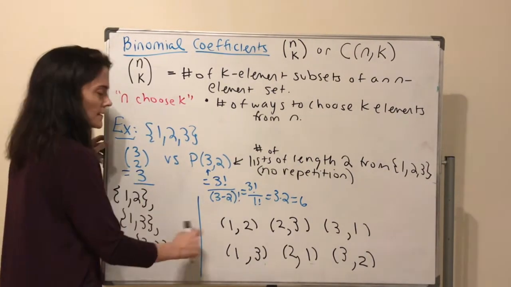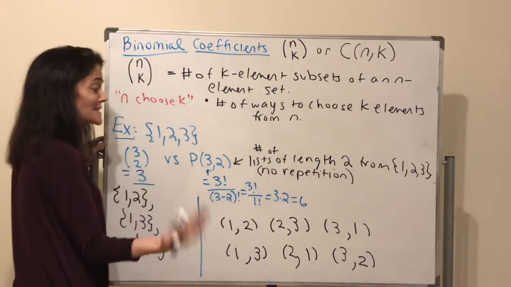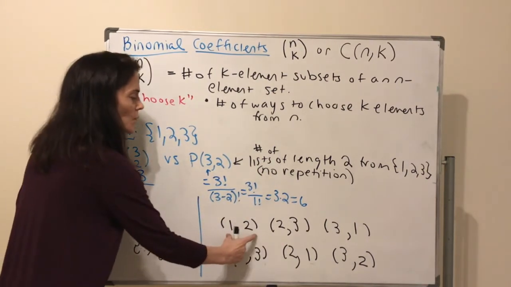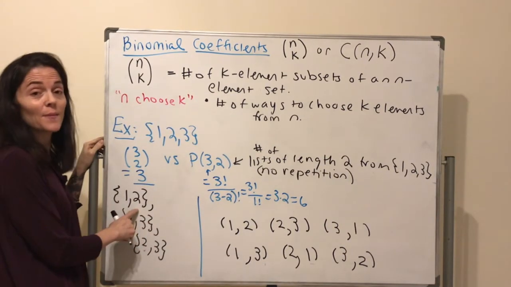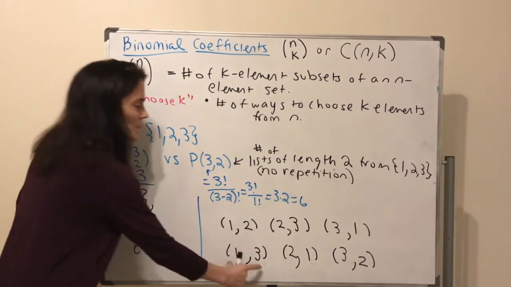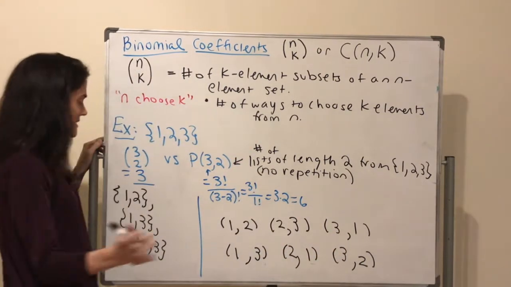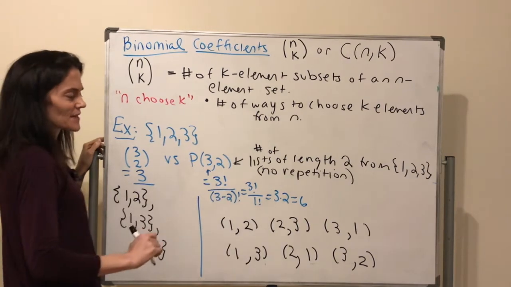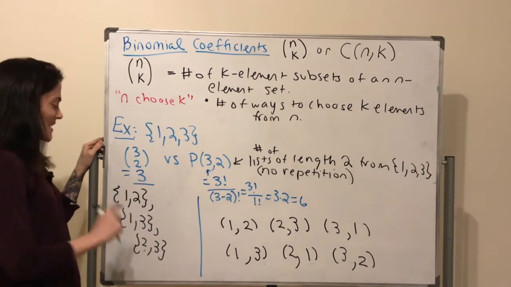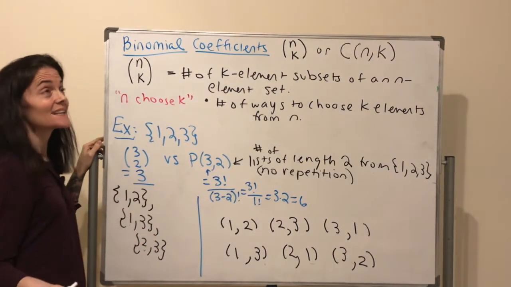And you see, this is all possible lists of length 2 with no repetition. This number is definitely bigger, as it should be, because, for instance, (1, 2) and (2, 1) are two different lists, but they both correspond to the same underlying set. And (1, 3) and (3, 1), two different lists, again correspond to the same underlying set. And the same thing for the last two, (2, 3) and (3, 2). They correspond to this underlying set.